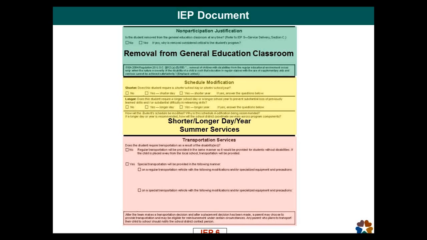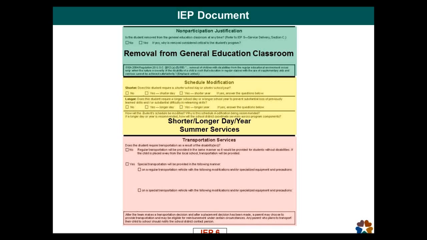Remember we talked about least restrictive environment, LRE. The presumption is that a student's going to be in the general education classroom. If they're going to be pulled out, it has to be justified. And so if yes is checked off here, there needs to be a description as to why. This next section is really important, and it's amazing how it's just so teeny tiny. This is the schedule modification. This is where a shorter or a longer day is going to be indicated. This is also where you're going to see summer services, especially longer year, right here.